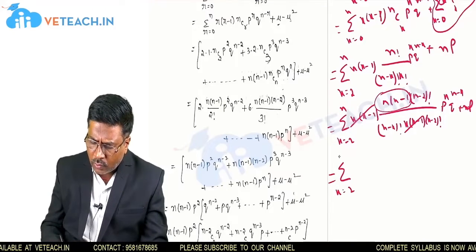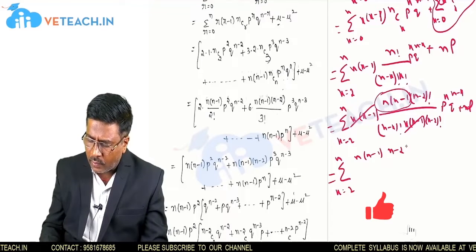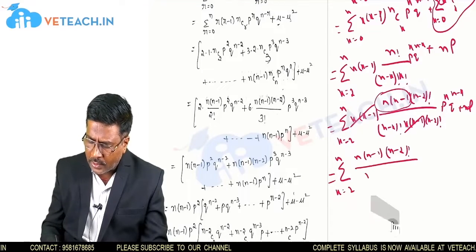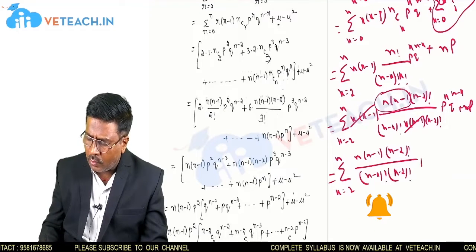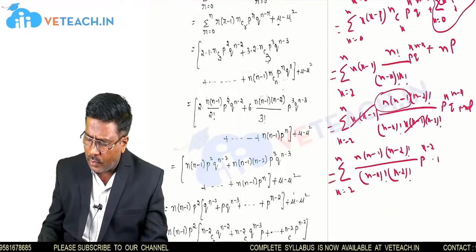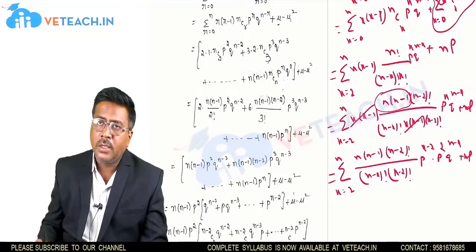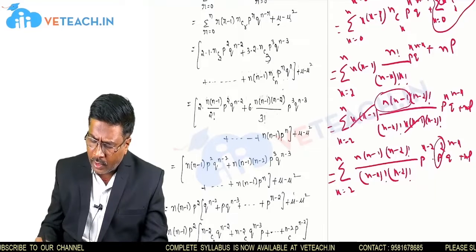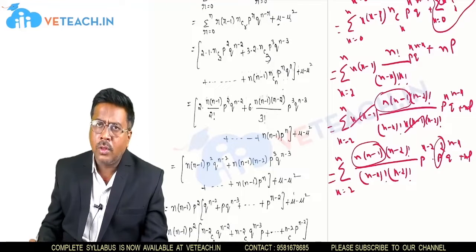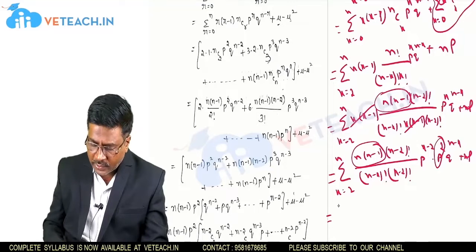sigma x = 2 to n of n into (n minus 1) into (n minus 2) factorial by (n minus x) factorial into (x minus 2) factorial into p power x minus 2 into p square into q to the power of n minus x, plus np. Because for our convenience we have to write like this. Here the p square term and n into (n minus 1) are both independent of x. That is why I had to bring those terms in front of the sigma notation.